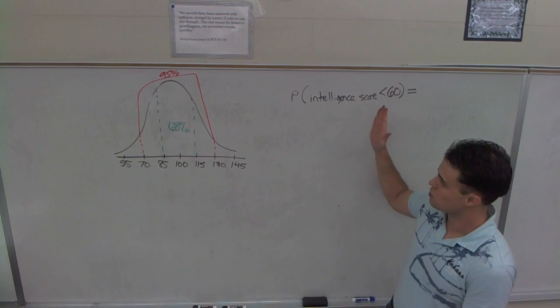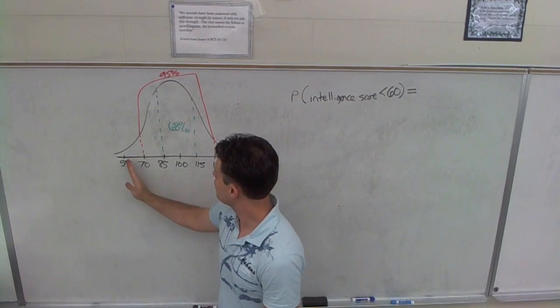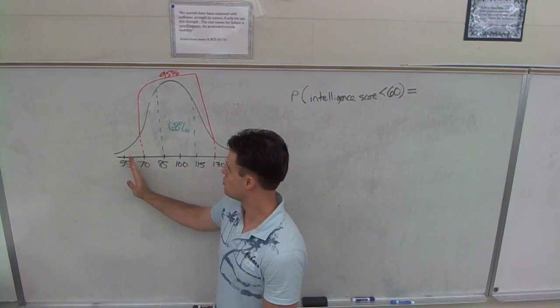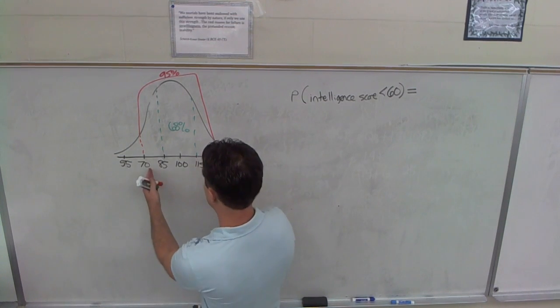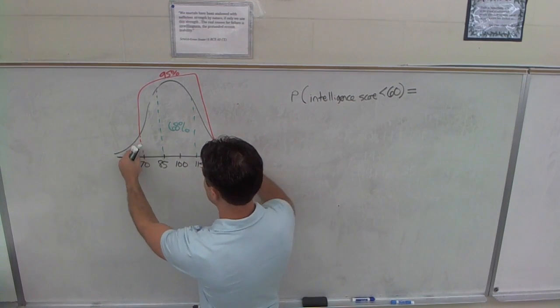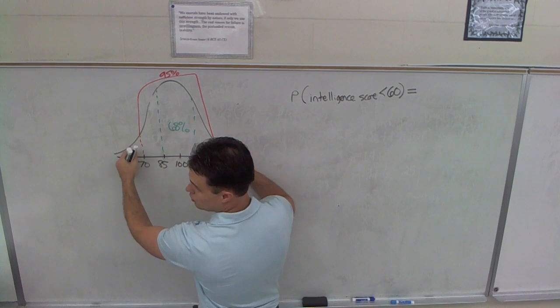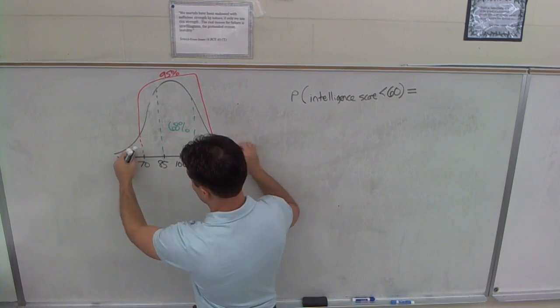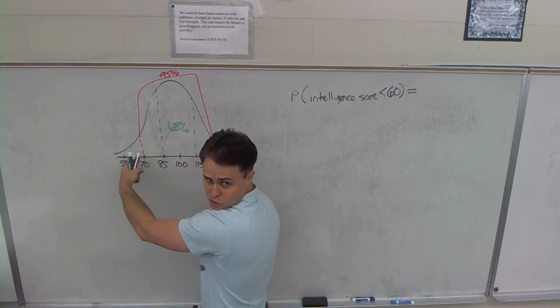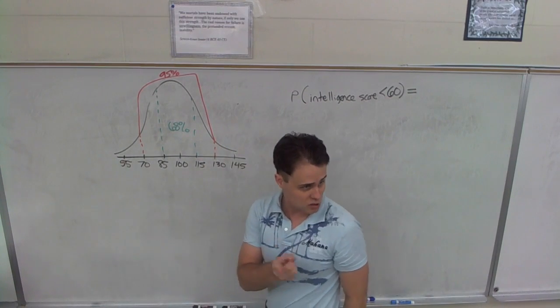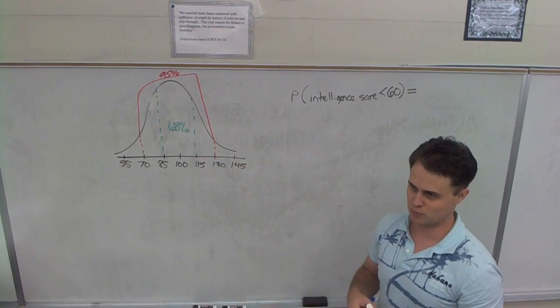60 is here, right? So here, what do we have? Well, 95% is here. That means how much is in these two tails? 2.5 each, right? So it's going to be less than 2.5 because it's somewhere right there. So we should get an answer less than 2.5. Here's how you do it.